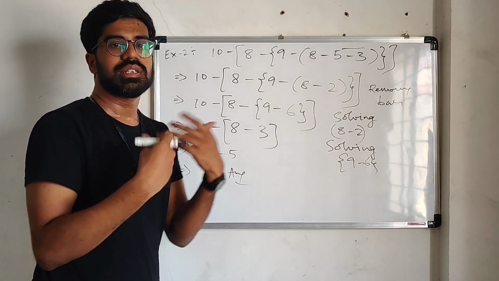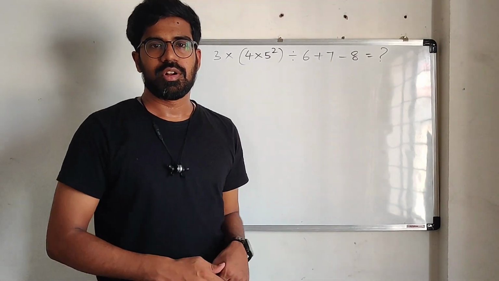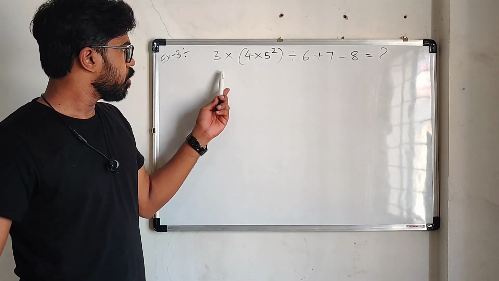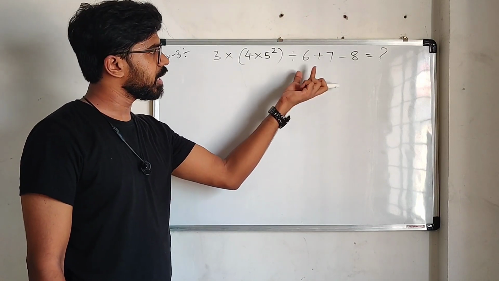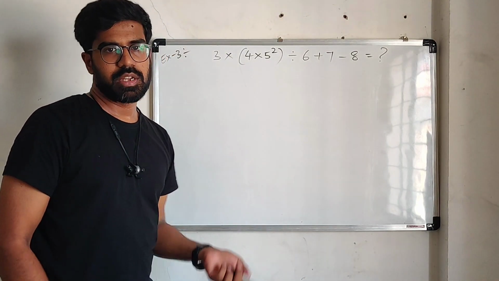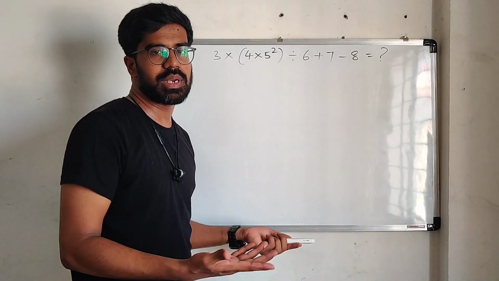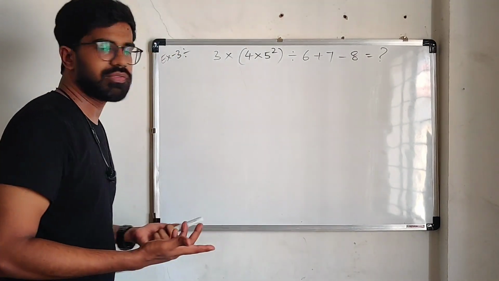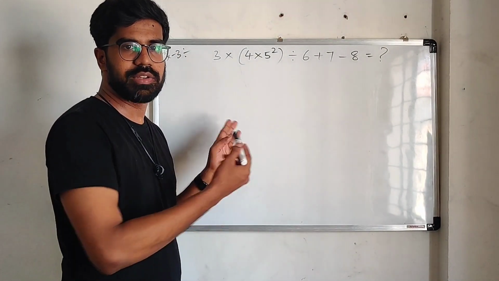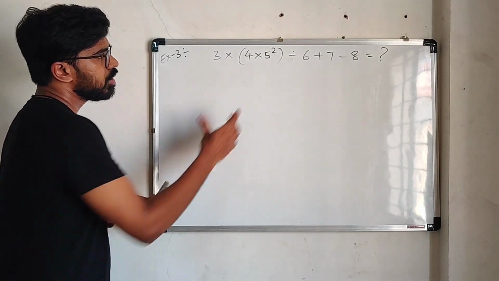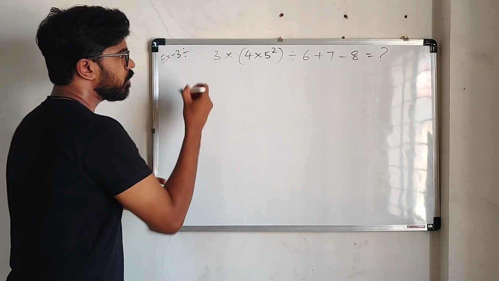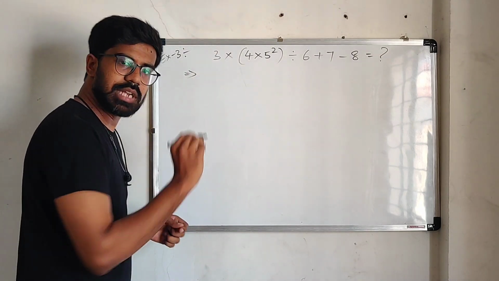Let's quickly look at some other sums. Alright. So the example we have over here is 3 into, in common bracket we have 4 into 5 square, divided by 6 plus 7 minus 8. Now you are going to simply apply BODMAS to solve the given expression. What is the first thing? We will be looking for bar. Do we have a bar here? No. So what comes next? Brackets. We have only one bracket to solve. So we are going to start with that.